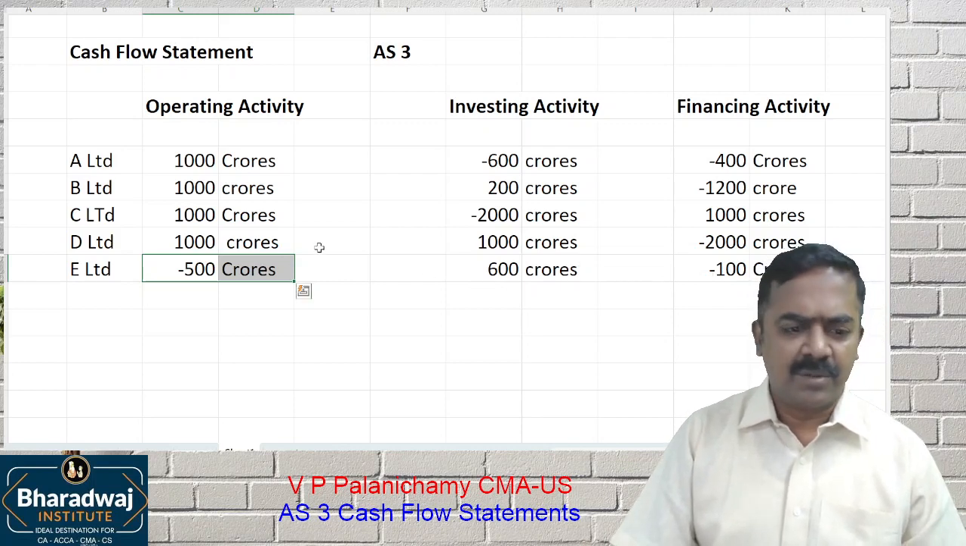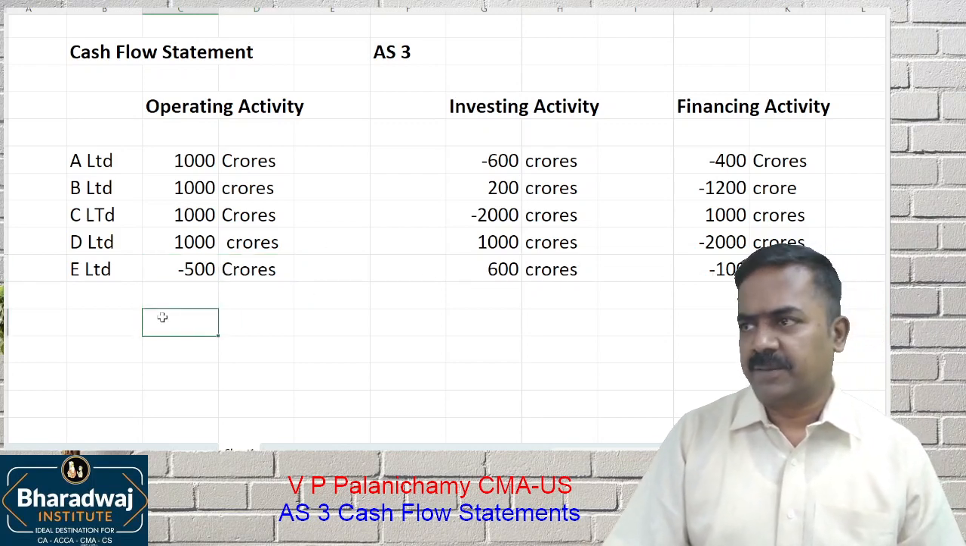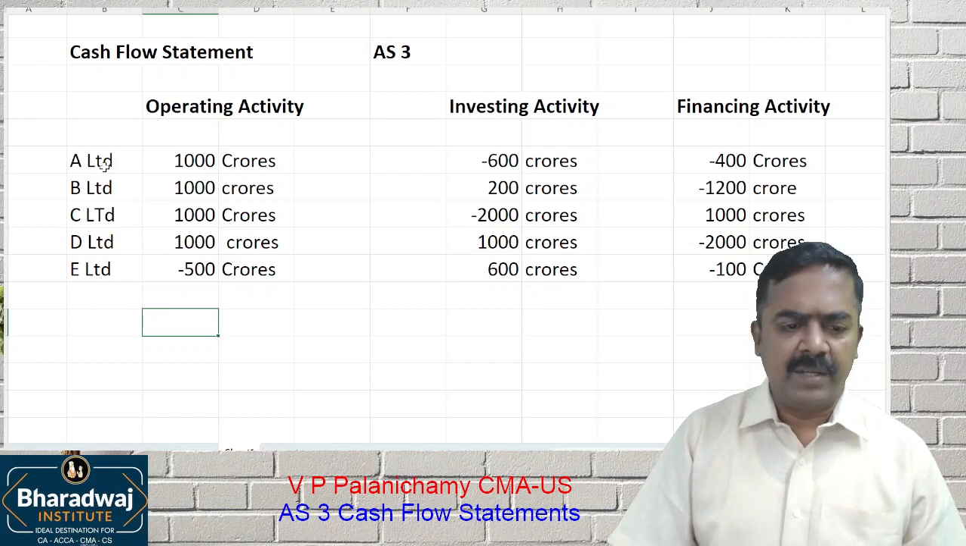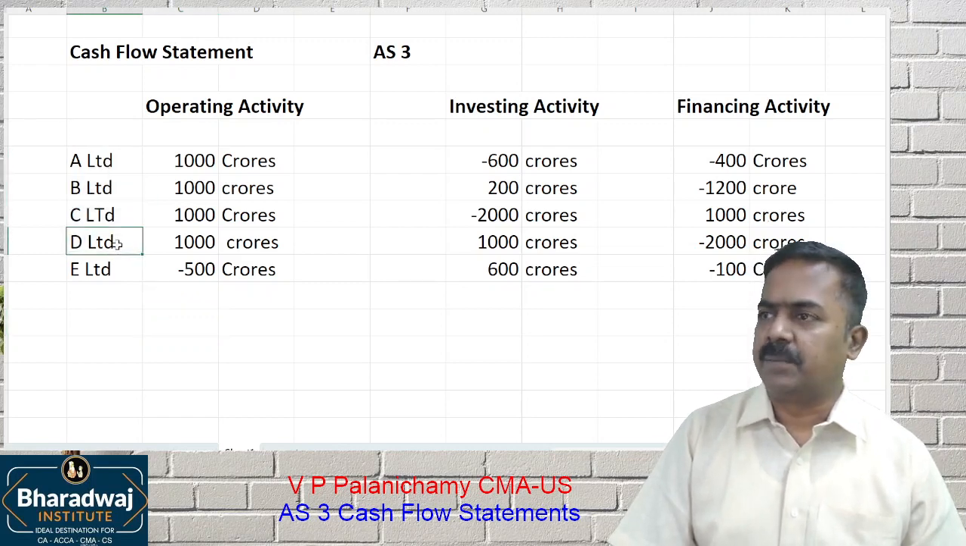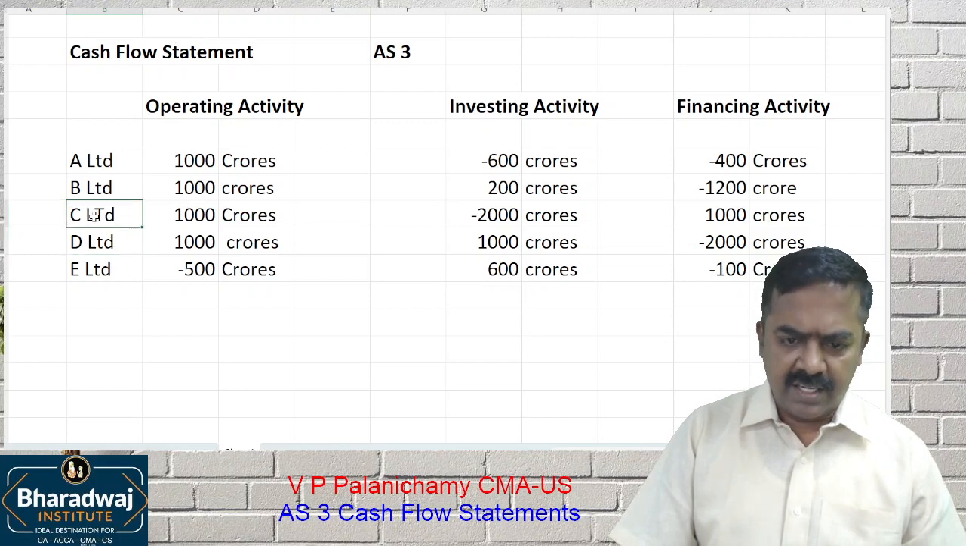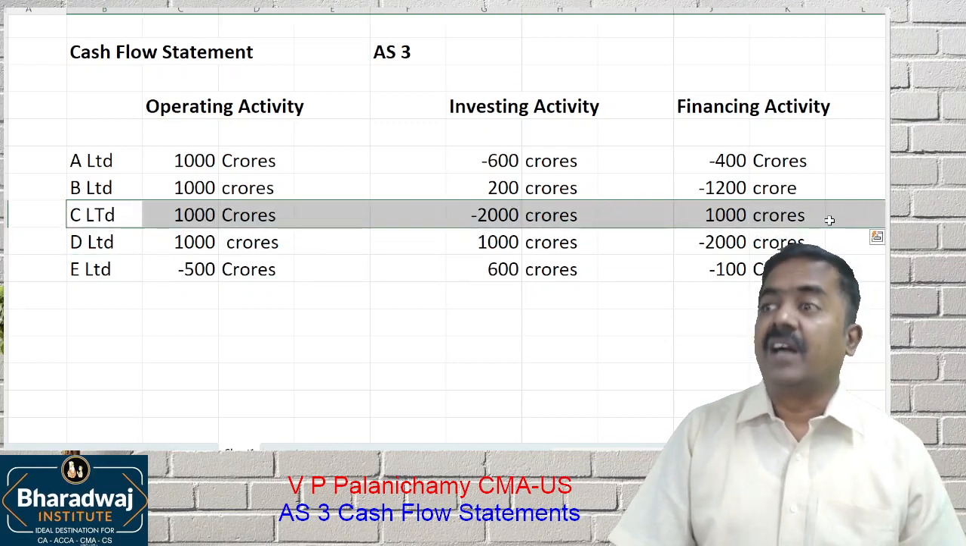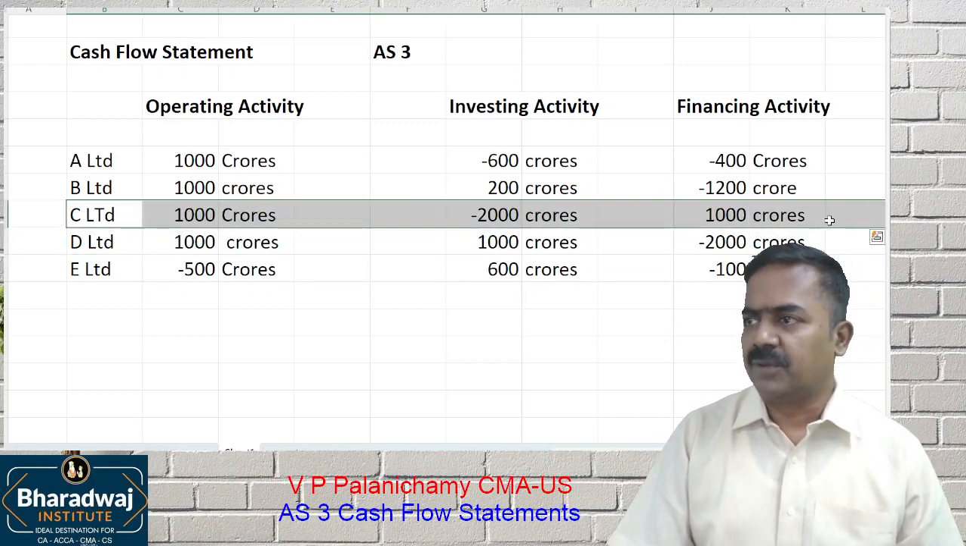So that is not good. Which is the best company in this? A Limited, B Limited, C Limited. Which is the best company in this? C Limited, as he said. It is having aggressive growth. What do you mean by aggressive growth?